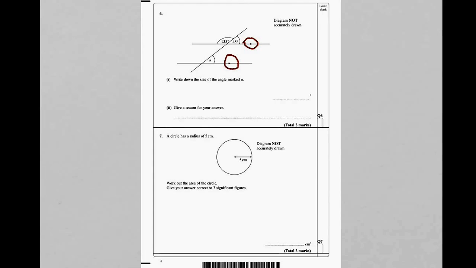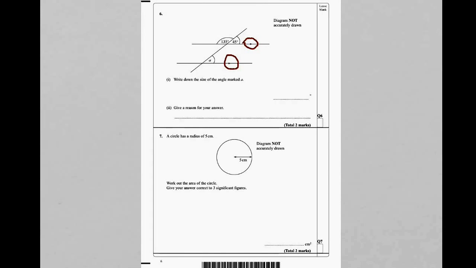Question 6. Okay, so the first thing I'm going to do is just look at the picture that I've got in front of me. I can see I've been given a couple of angles, but most importantly, I can see that I've been given these signs, which tell me that what I'm looking at is a parallel line. So I'm looking for F's and Z's primarily. I know that that's going to have something to do with it. So it says write down the size of angle marked A.